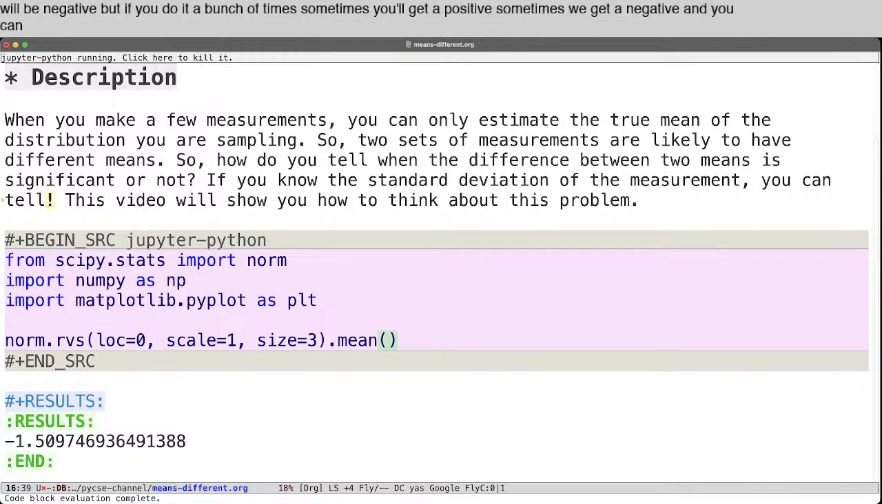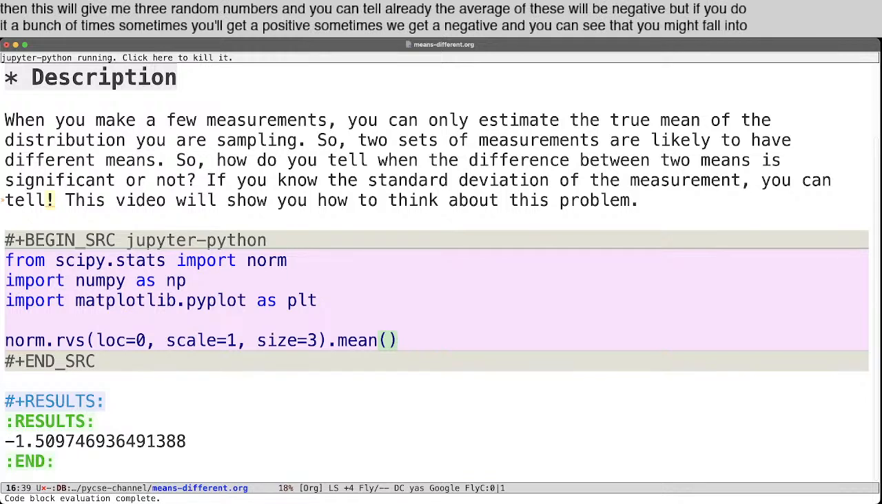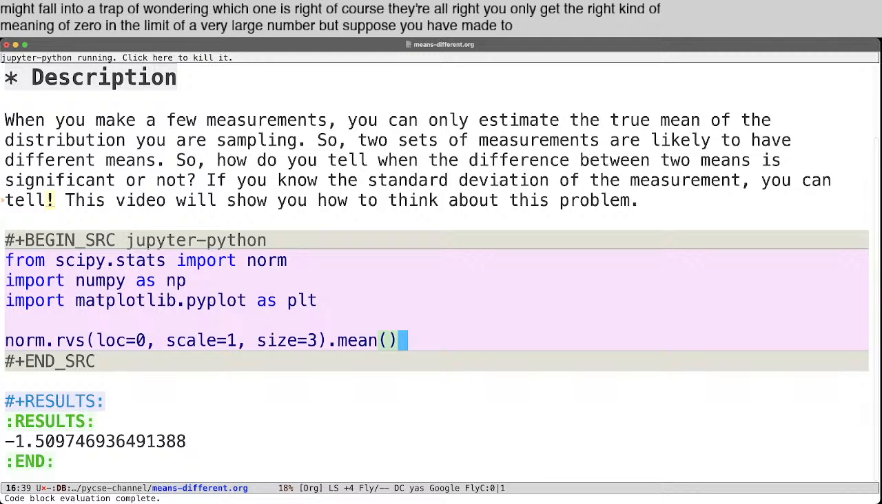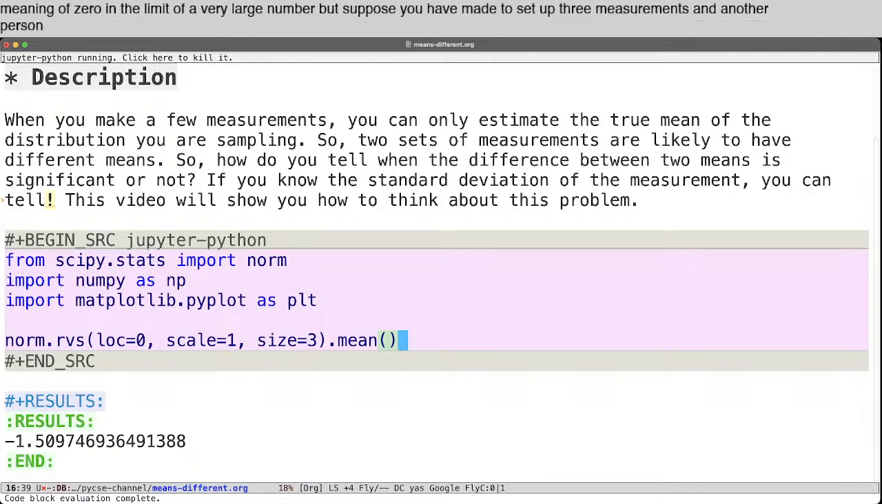You can see that you might fall into a trap of wondering which one is right. Of course, they're all right. You only get the right mean of 0 in the limit of a very large number. But suppose you have made a set of 3 measurements and another person made a set of 3 measurements, and you're trying to decide, are they different or not? How do we even think about doing this?